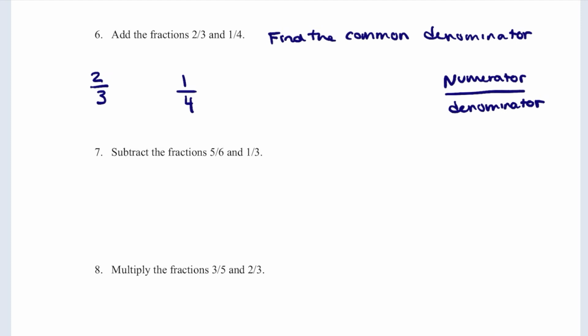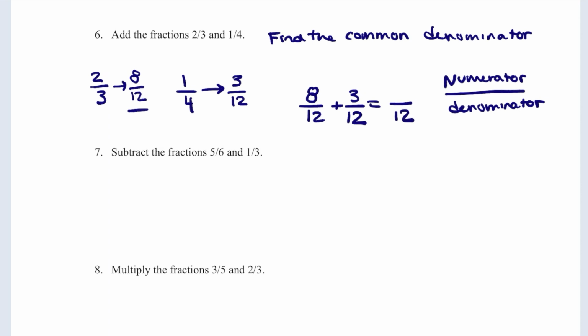So we're going to convert into common denominators. So 3 times 4 is 12, and 2 times 4 is 8. And we come over to 1/4, 4 times 3 is 12, and 1 times 3 is 3. So now we're going to add these. We have 8 over 12 plus 3 over 12. Now when we add, we keep the same denominator. So our answer is going to be over 12, and we're going to add our numerators. So we're going to have 11 over 12, and that is our answer.